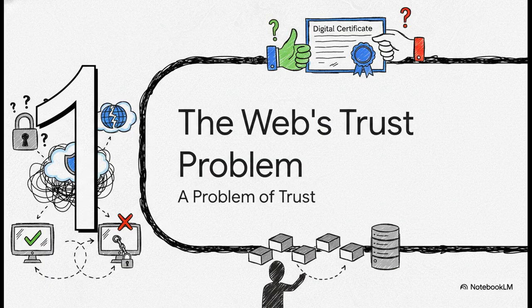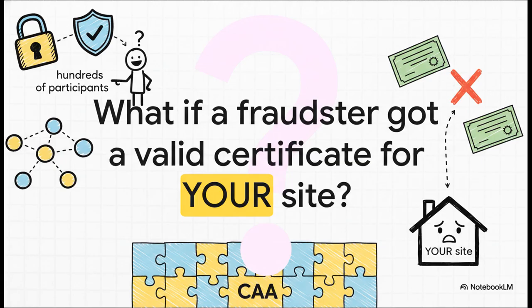Okay, so before we get into the solution, we really need to wrap our heads around the problem it's trying to solve. You see, the very reason CAA records even exist shines a light on a pretty big issue with trust on the internet. You know that little padlock icon, right? We've all been trained to look for it, to trust it. But here's the thing. The system that hands out those padlocks, those SSL/TLS certificates, involves hundreds of different organizations.